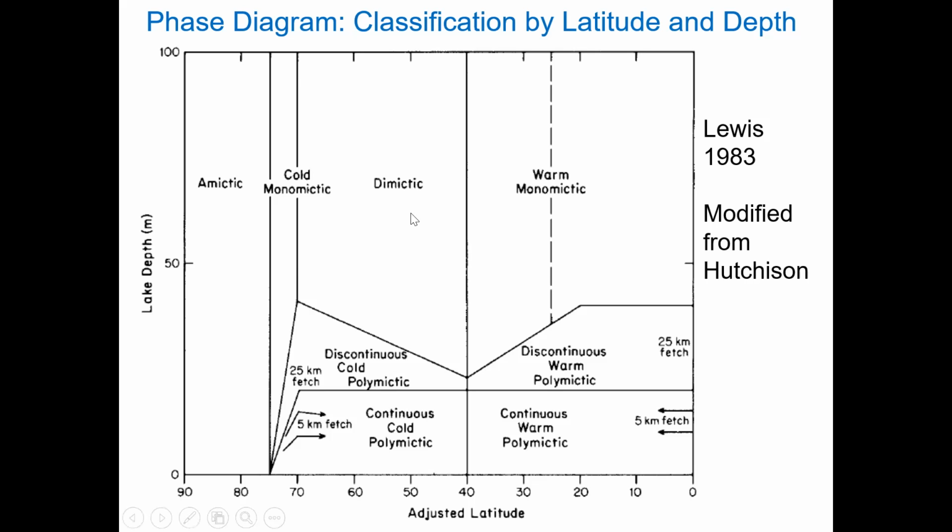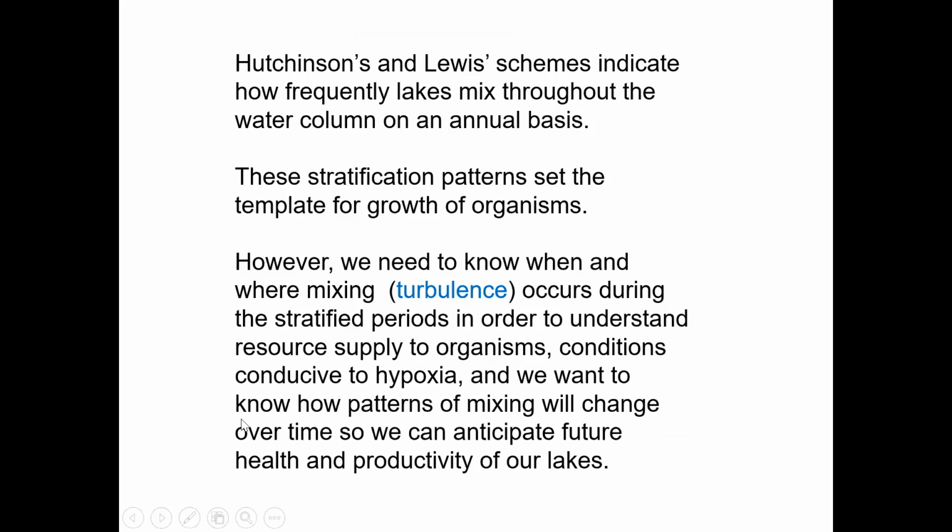Many of you probably work in dimictic lakes, and these will stratify in summer, they'll mix in fall and spring, and in a dimictic lake ice is going to form. So again, they stratify in the winter period. And I won't go over all these categories, I'm sure you're familiar with them, but this is an example of a phase diagram. But Hutchinson's and Lewis's schemes indicate how frequently lakes mix throughout the water column on an annual basis.